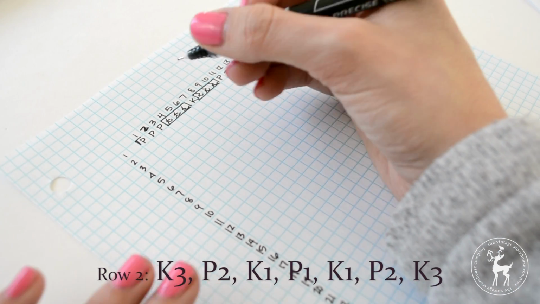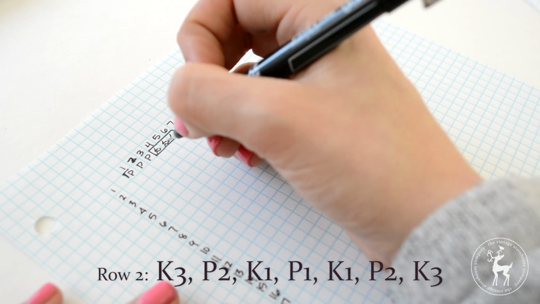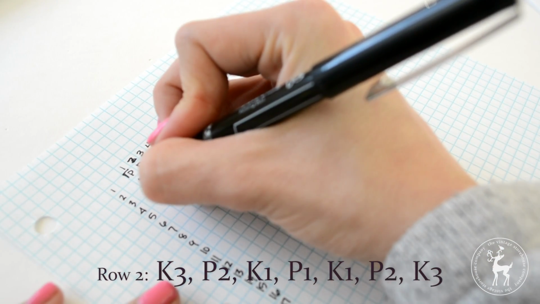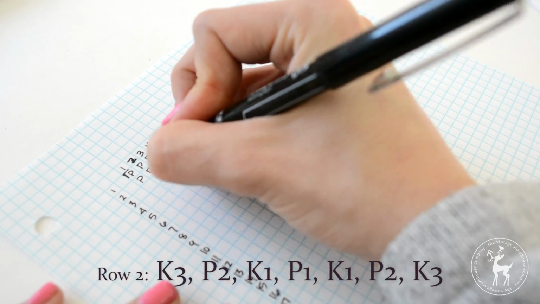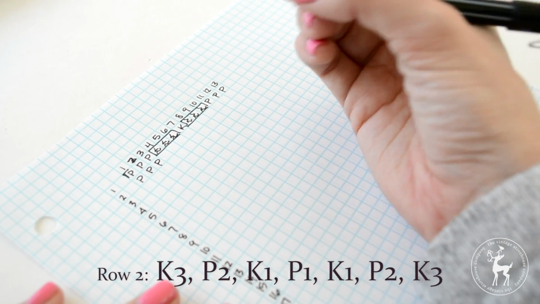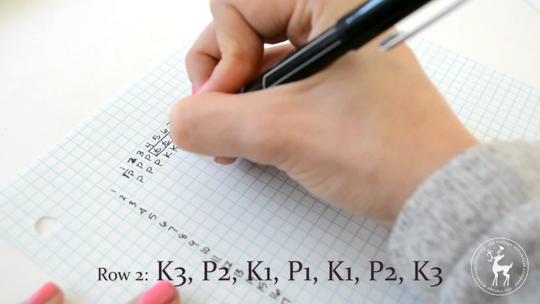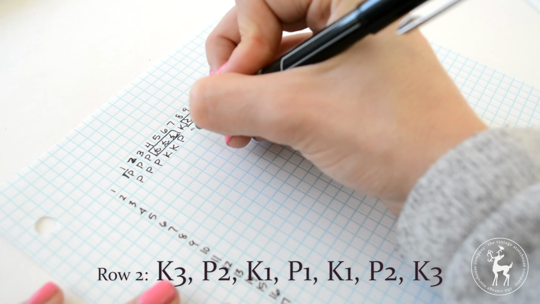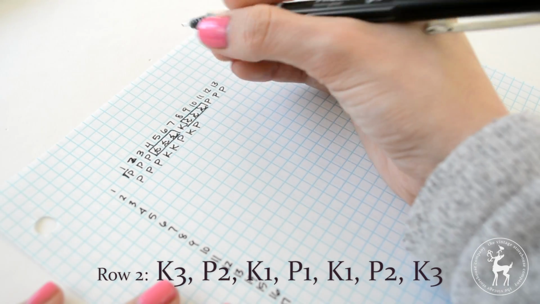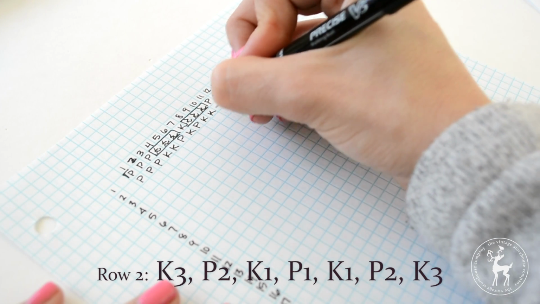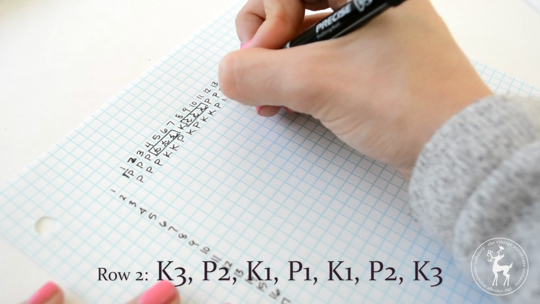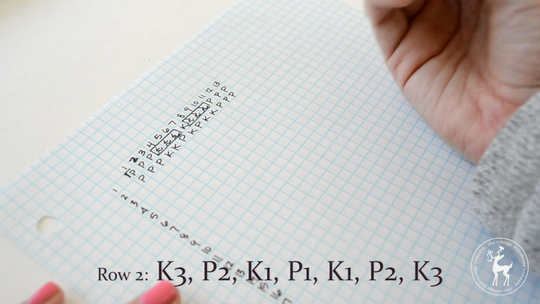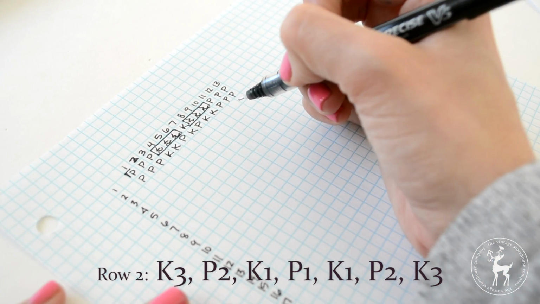So on this pattern, we're going to convert the first 3, which is knit 3, so that's going to be converted to purl 3. And that next one is purl 2, which will be converted to knit 2. And we're going to convert all the stitches across, doing the exact opposite. And there you go, that's your first row of converted stitches.